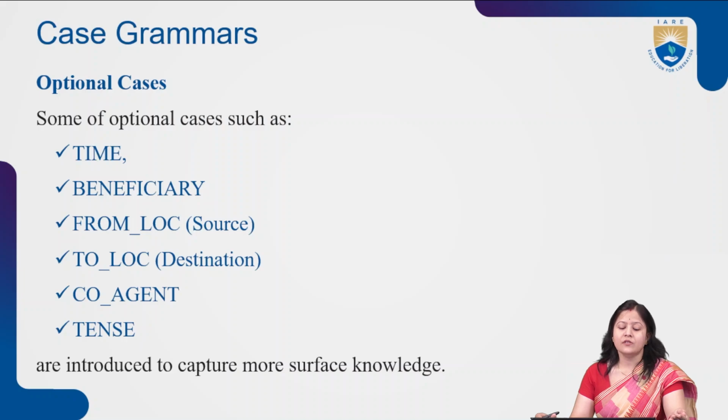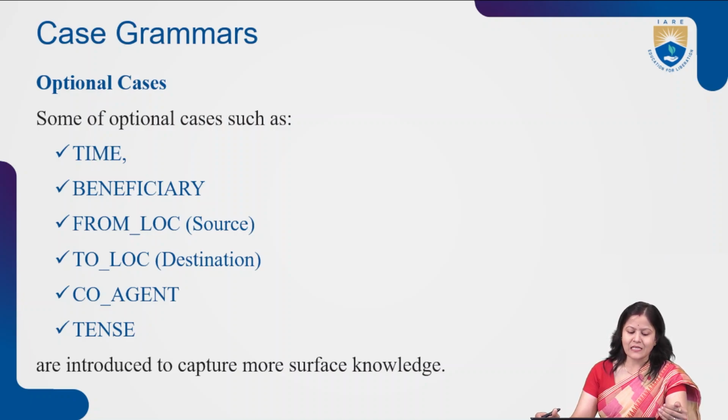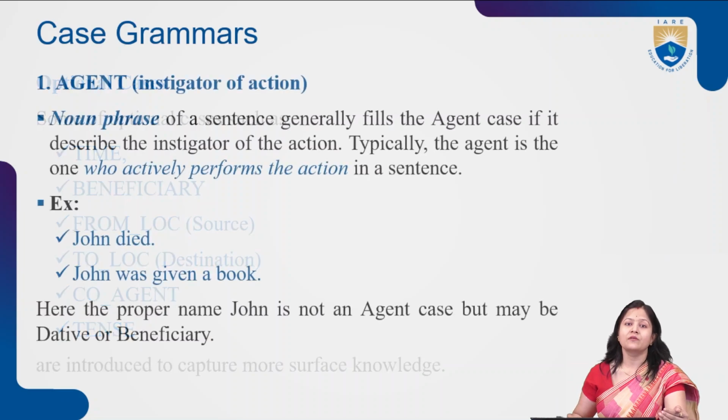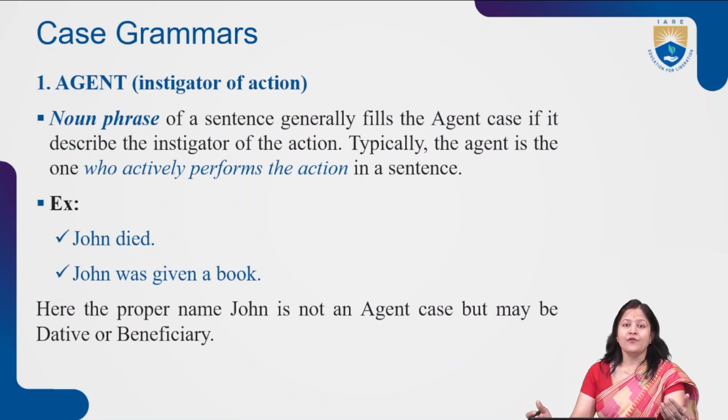Now, apart from these, a few more case frames are also available in case grammars, like the time case, beneficiary case, from location, which is nothing but the source, to location, which is nothing but the destination, co-agent, and tense case. These are the optional cases. It is not fixed that only these cases are available in case grammar; there are many more. If we discuss them all, it will take more time, but I will discuss the important ones today. These optional cases are introduced to capture more surface knowledge in the case grammar. One by one, we'll see all the cases.